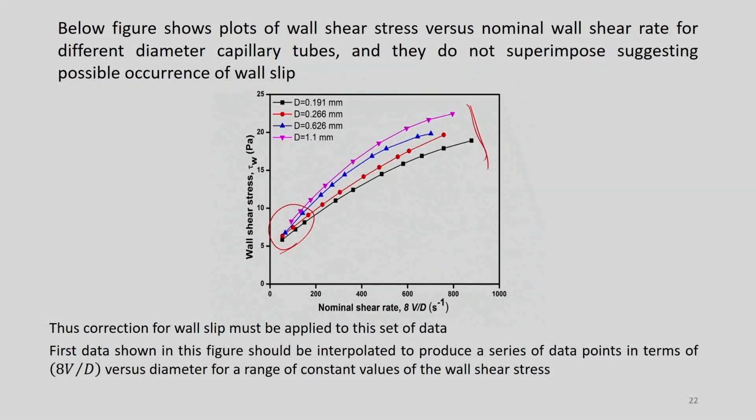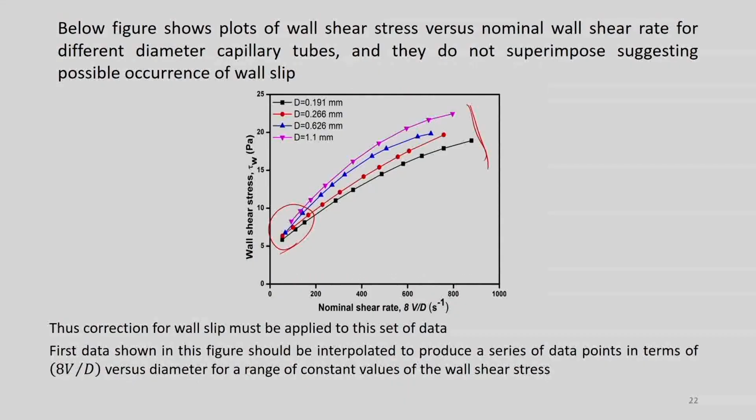When you change the diameter of the capillary, you are not getting the same tau w versus gamma dot curves. That means even though the length of the capillary is large, you are not getting the same curves. That means the effect is because of the wall slip velocity, right, because all other sources of errors are expected to be very small. Now, we have to do a correction for this particular wall slip effect.